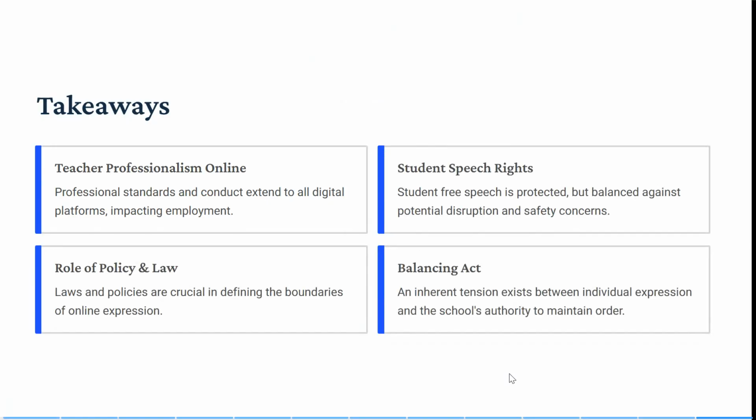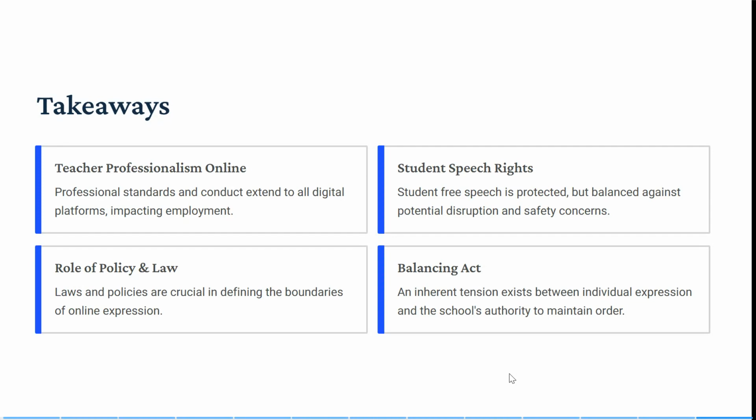A few key takeaways. Teacher professionalism online, so through social media: professional standards and conduct extend to all digital platforms impacting employment, such as social media. Student speech rights: student free speech is protected but balanced against potential disruption and safety concerns.